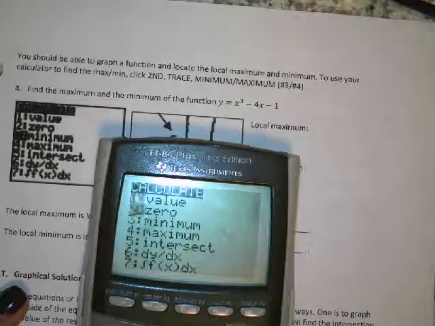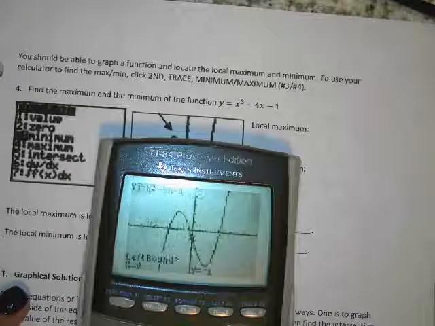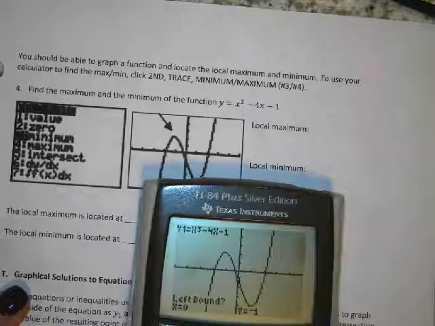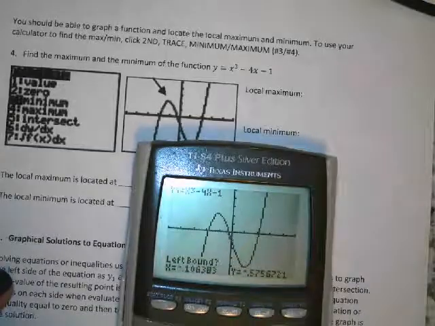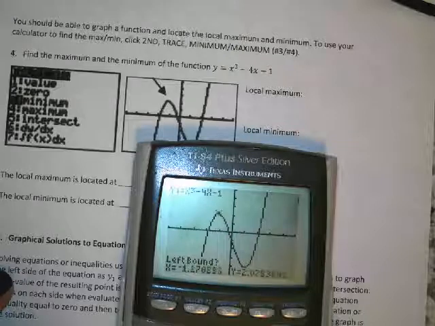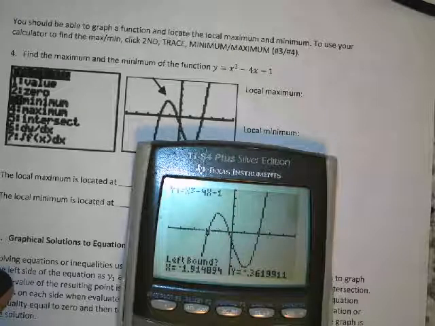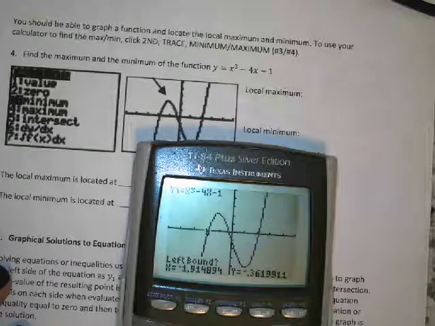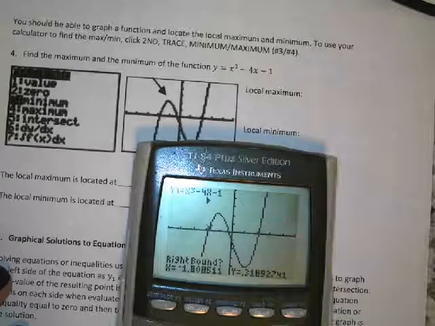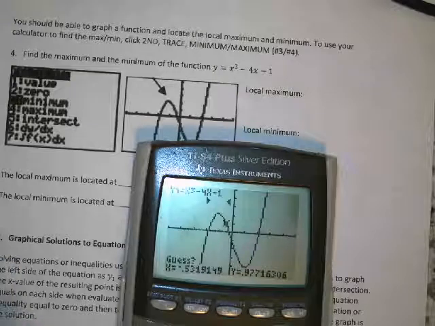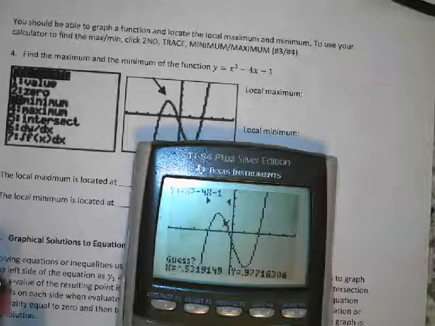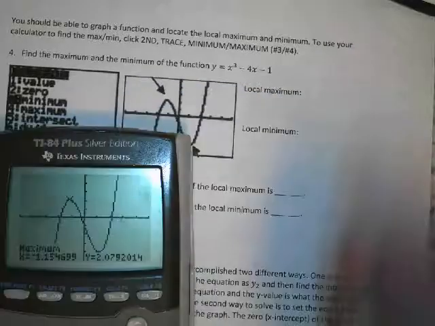Okay, so for the maximum, I'm going to do second trace. I'll look for number 4, the max, and I have to do left bound, right bound, so I'm going to go to the left side of the top of the mountain. So I'm definitely on the left side of it, press enter. Then I'm going to scroll to the right and get to the right side of it and press enter. I ignore the guess because the guess is dumb. And then it tells me that that is the maximum point.